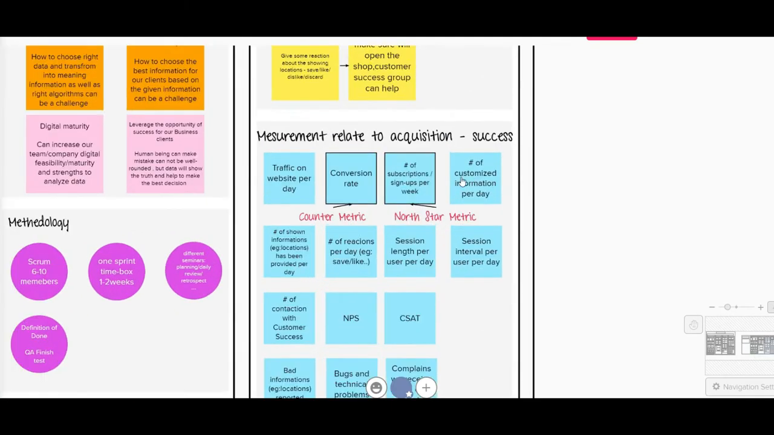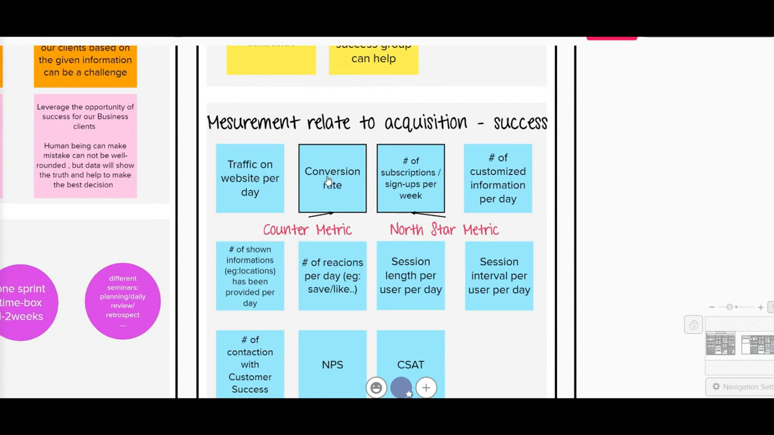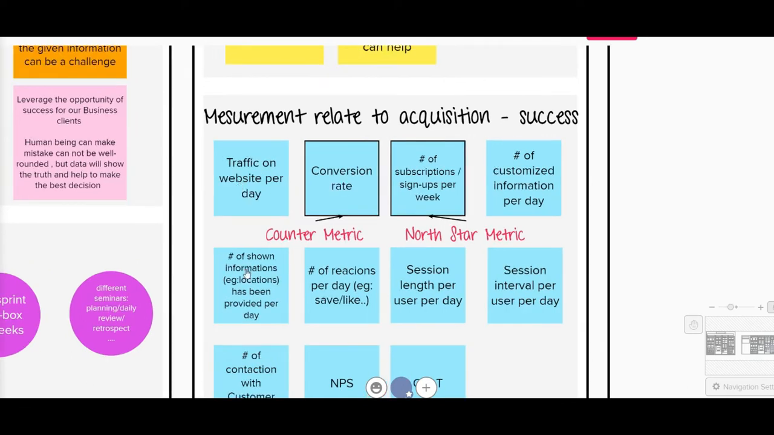So in the final step, as you can see, I list my different product metrics. First, for the website, we need to track the traffic per day. We also need to track the conversion rate. Conversion means a new user comes to our website and achieves the action. What is the action? It is to sign up to be a member of our service. The third is the number of subscriptions per day, per week. And the fourth is the number of customized information items per day.